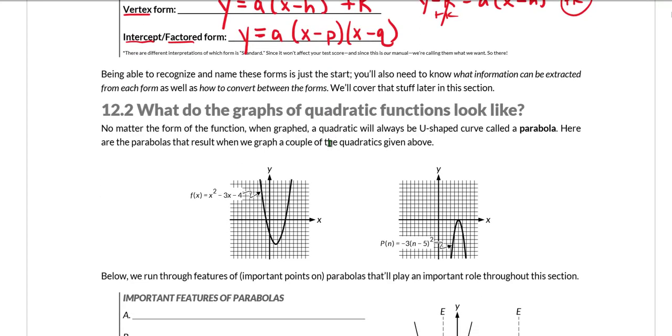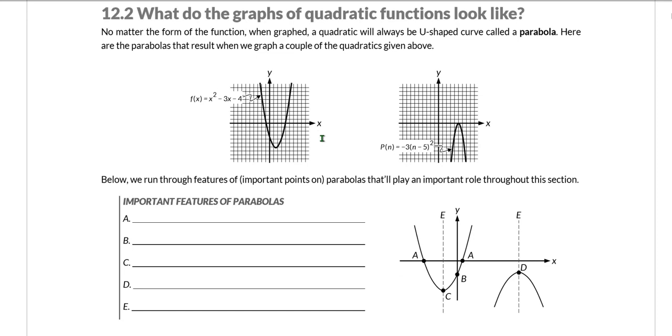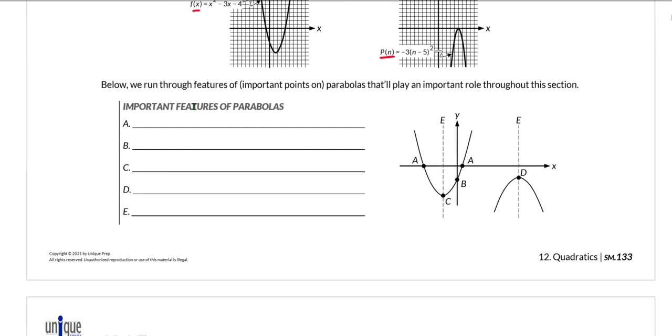What do the graphs of quadratic functions look like? Again, by the time you are a junior or senior or even sophomore, you should know that all quadratics, when they are graphed, will have this typical U-shaped curve called a parabola. So we can see here f of x and p of n. These are two of the functions we saw at the top of the page that were examples of quadratic functions. These two functions, f and p, are graphed, and we can see that they both come out to be these typical U-shaped curves that all quadratic functions look like when they are graphed on the xy plane.